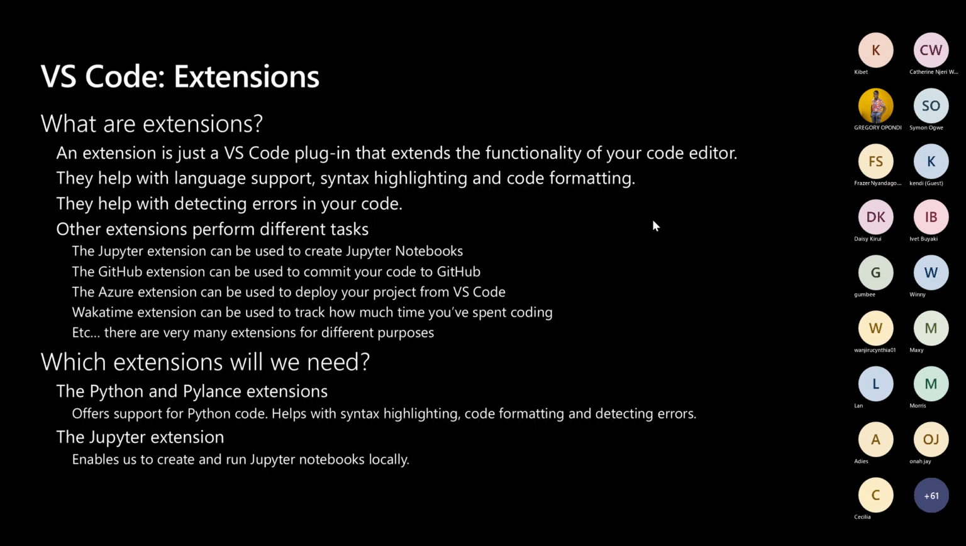Then there's the WakaTime extension. Someone had asked for this demo, so I'm going to show it at the end of the workshop. It can be used to track how much time you spend coding. So we have very, very many extensions, and they all perform different functions. So which extensions will we need? For now, we've installed the Python and Pylance extensions. And now we're going to install the Jupyter extension so that you can create and run Jupyter notebooks locally.